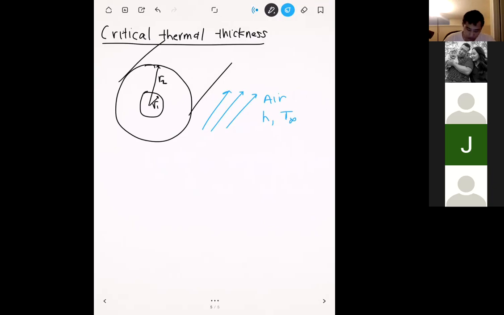And so we have basically two resistances here: a resistance due to conduction and a resistance due to convection. Let's write down their equations, and let's write down the resistance due to conduction first.